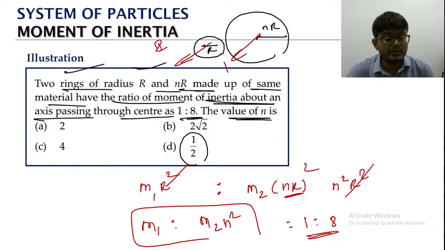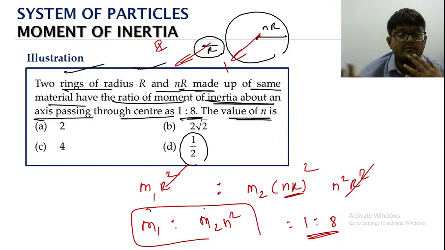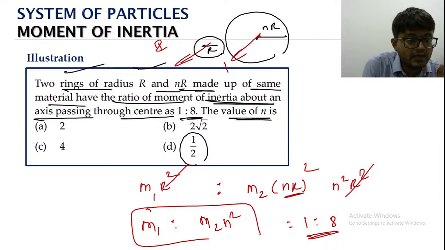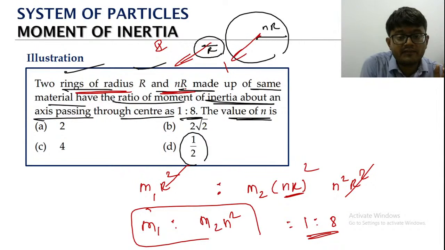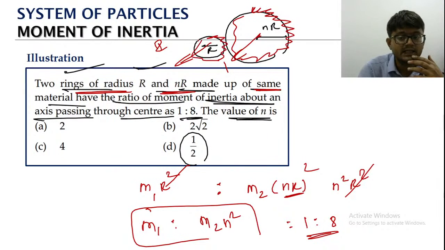So how do we get the n value? Because we should know m1 is to m2, then only we will know n. So how can we get m1 is to m2? Look at the question statement again. Two rings of radius r and nr are made up of the same material. A ring means mass is only on the circumference, the boundary.